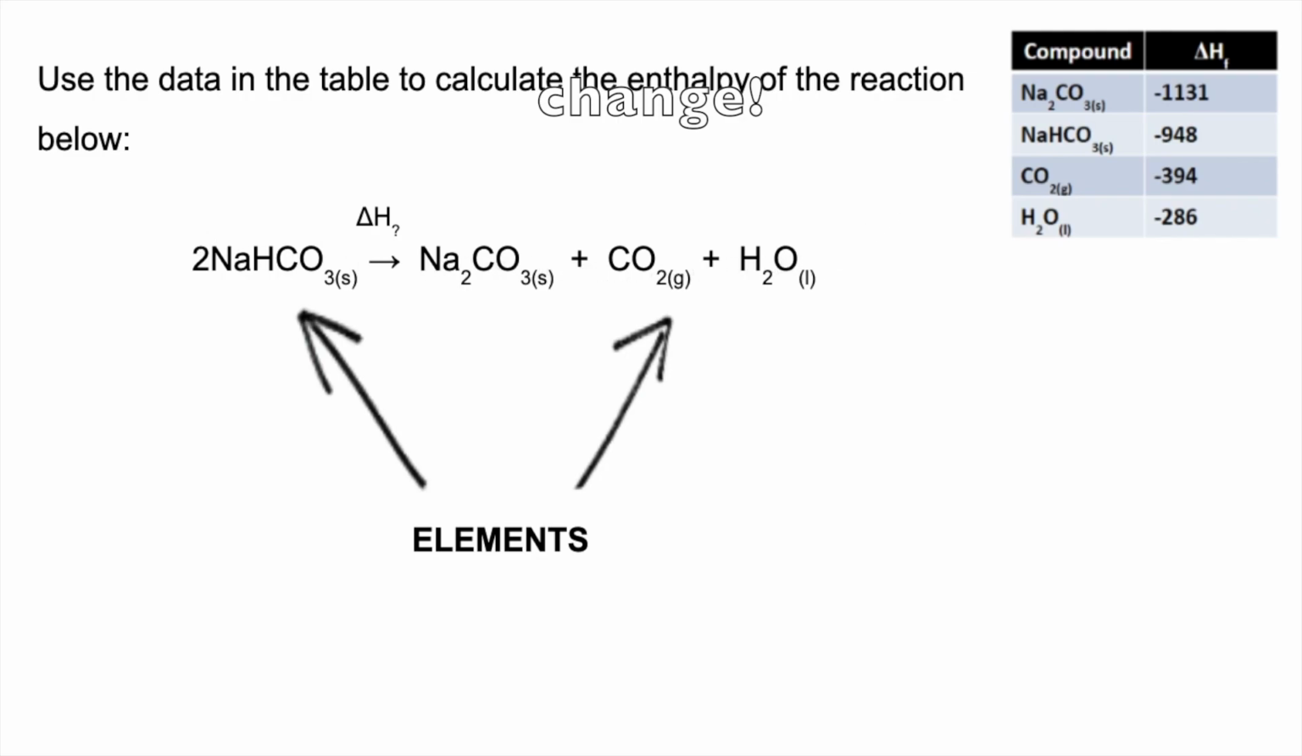So then if we put the values in, starting with the reactants, we've got 2 moles of sodium hydrogen carbonate being formed, so that will be 2 times minus 948. And then on the product side, we've got 3 products to form, so that's going to be minus 1131 plus minus 394 plus minus 286.